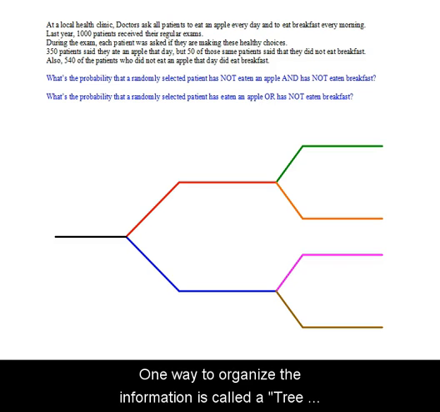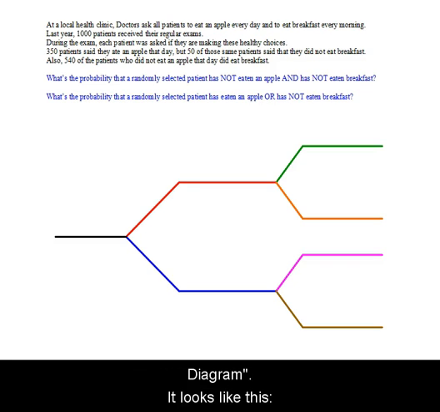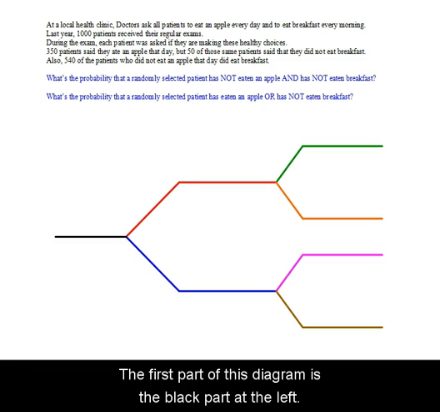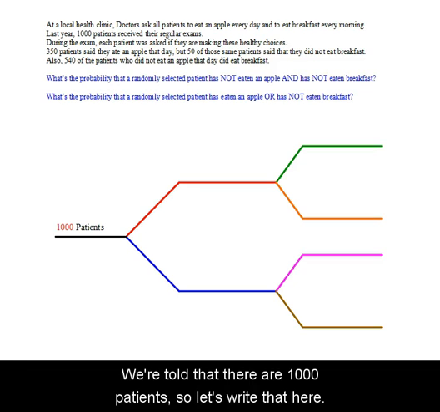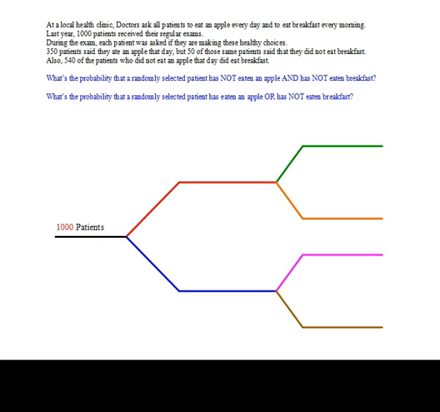One way to organize the information is called a tree diagram. It looks like this. The first part of this diagram is the black part at the left. We're told that there are 1,000 patients, so let's write that here. The black part splits into two branches, a red branch above and a blue branch below.